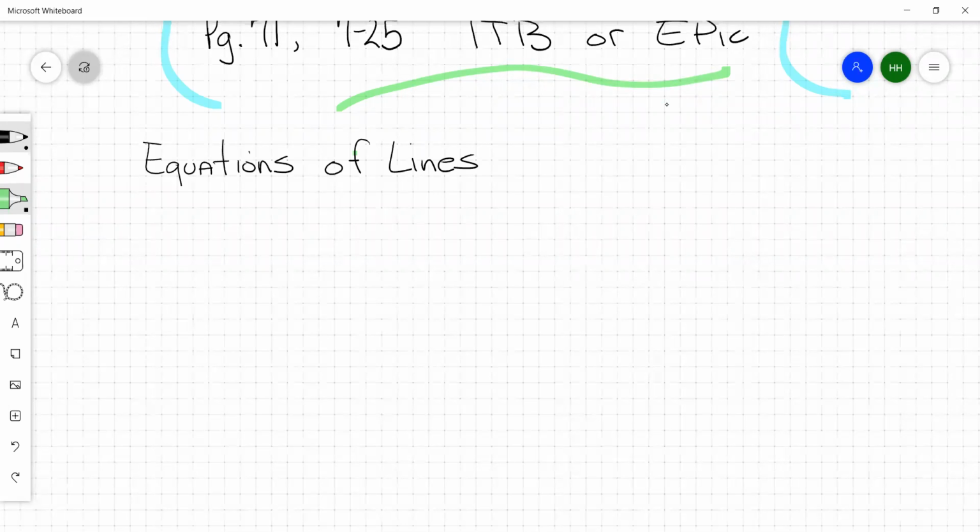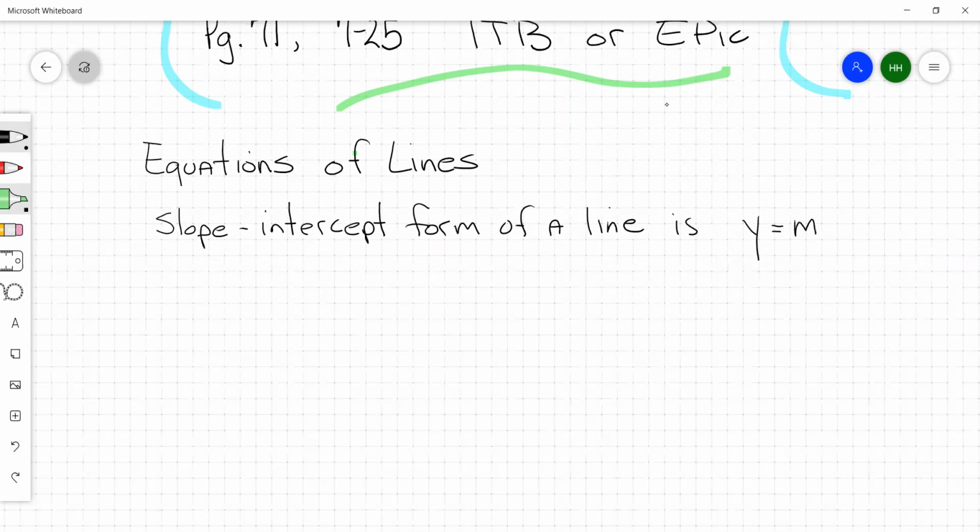All right, so we're going to be writing equations of lines in two forms today. The first form that you're going to be writing the equation in is called slope-intercept form. Slope-intercept form of a line is y equals mx plus b.